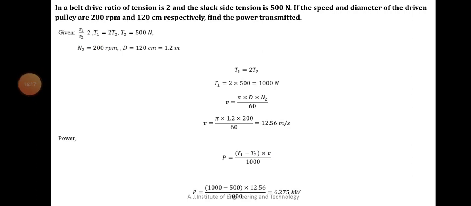Okay, so the next problem. In a belt drive, the ratio of tension is 2 and the slack side tension is 500 Newton. If the speed and diameter of the driven pulleys are 200 rpm and 120 centimeters respectively, find the power transmitted.